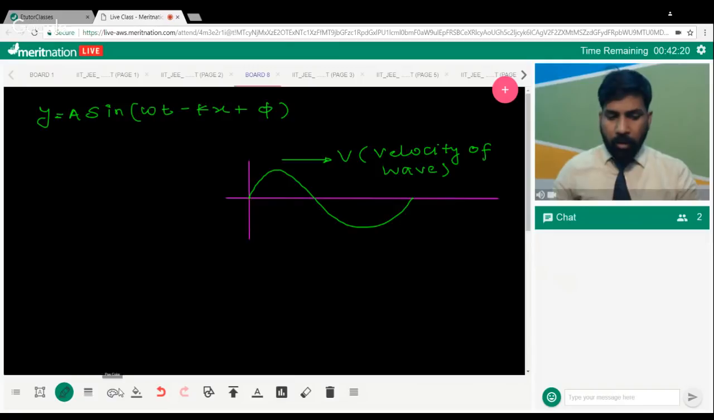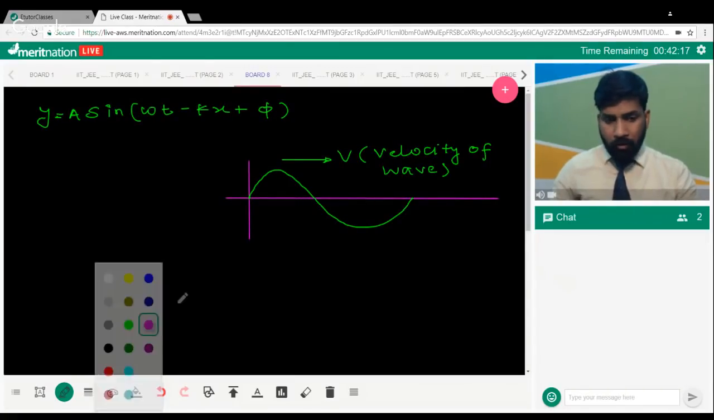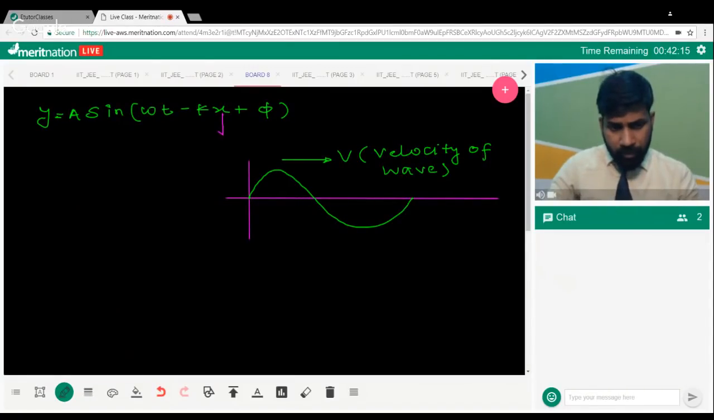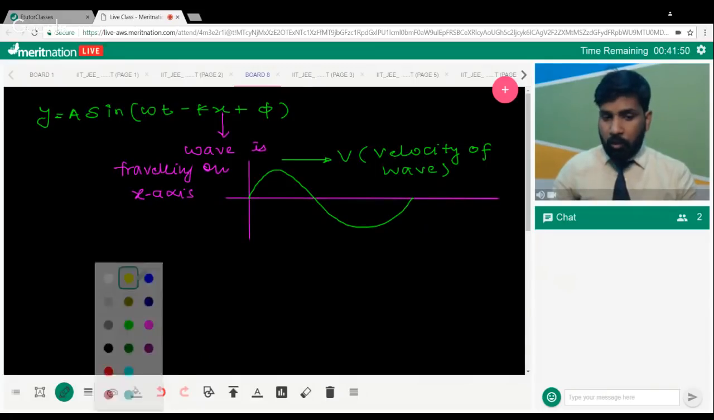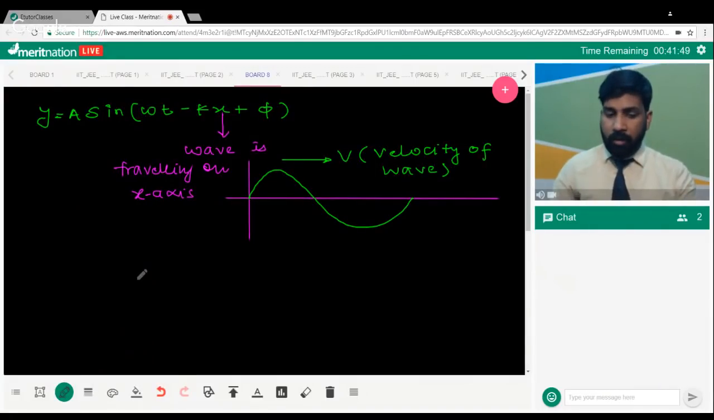Now, how can we find out the velocity of the wave? First of all, you can see the coefficient here, k into x. So x means what? x means the wave is traveling on the x-axis. But we don't know whether the wave is traveling towards the positive x-axis or the negative x-axis.